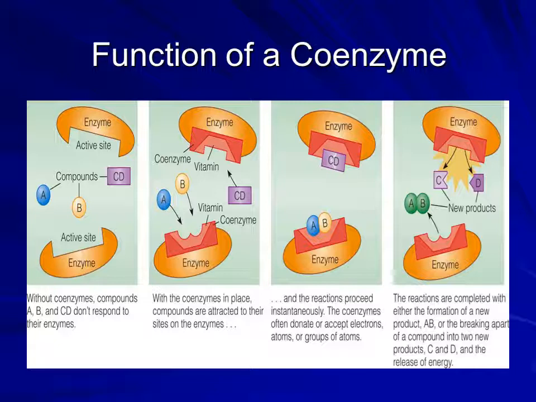Now the reactions are completed with either formation of new products، مثل عندنا هوني تكون عندنا من ارتباط ال A وال B صار عندنا مركب AB، أو إنه breaking apart of the compound into new product. For example عندنا كان الكومباوند CD يتحول إلى C and D and the release of energy، وهذا التحويل يصاحبه release of energy.